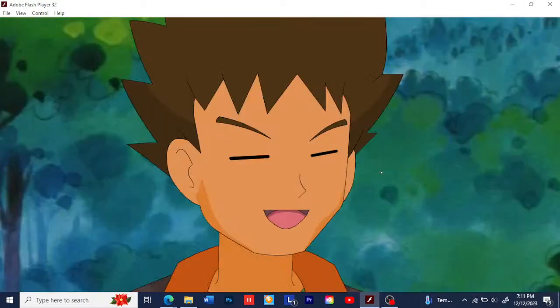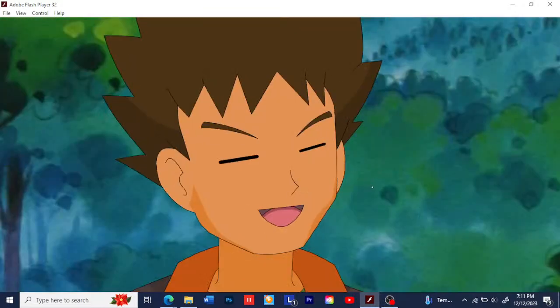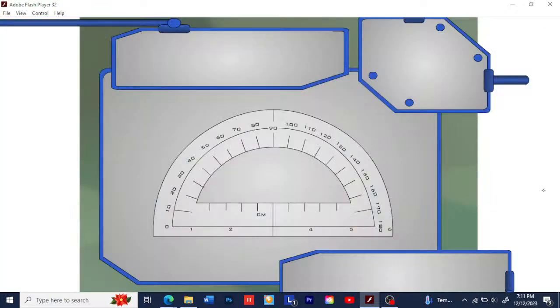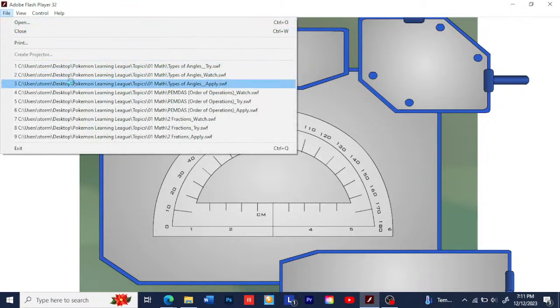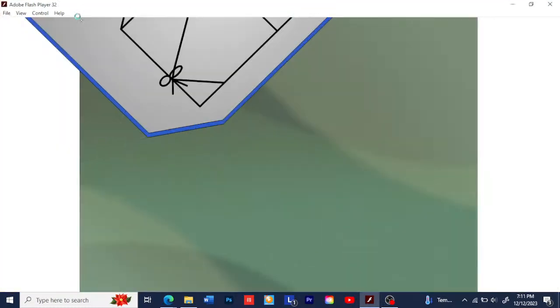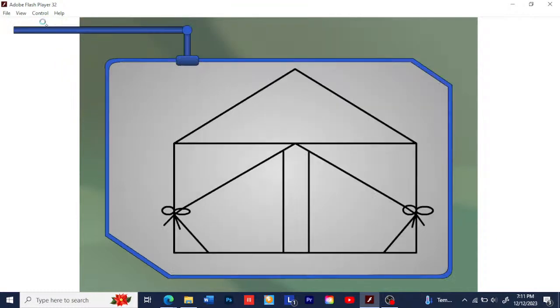Pikachu! It's starting to get dark, and I think we're ready to set up the tent now. Yeah, let's do it. Well, here's a drawing of what it's supposed to look like. Help me find the angles in it. For each correct angle you find, I'll get to put together another part of the tent.